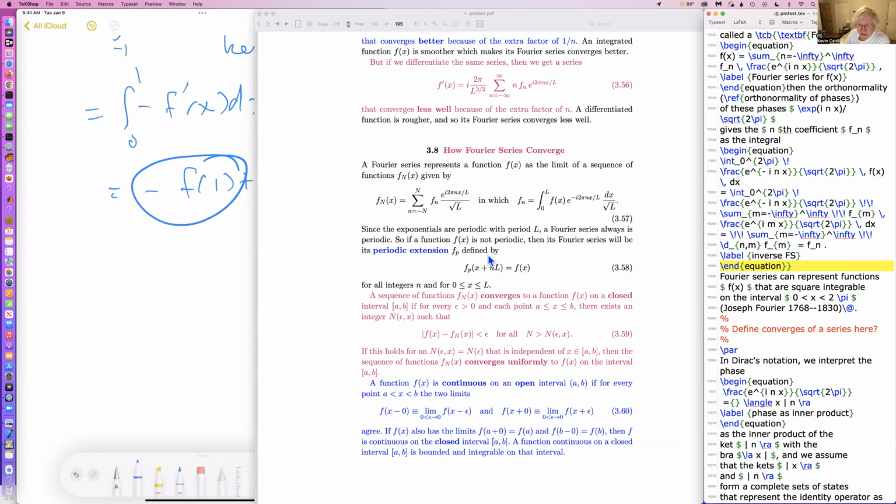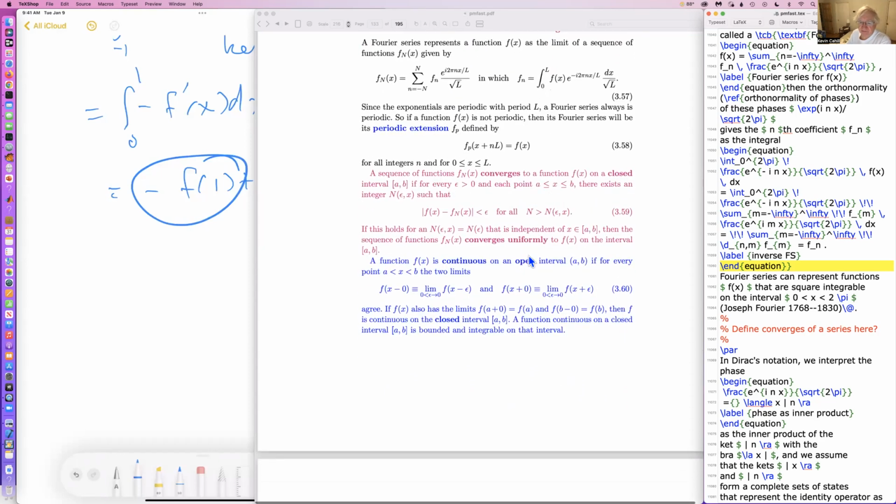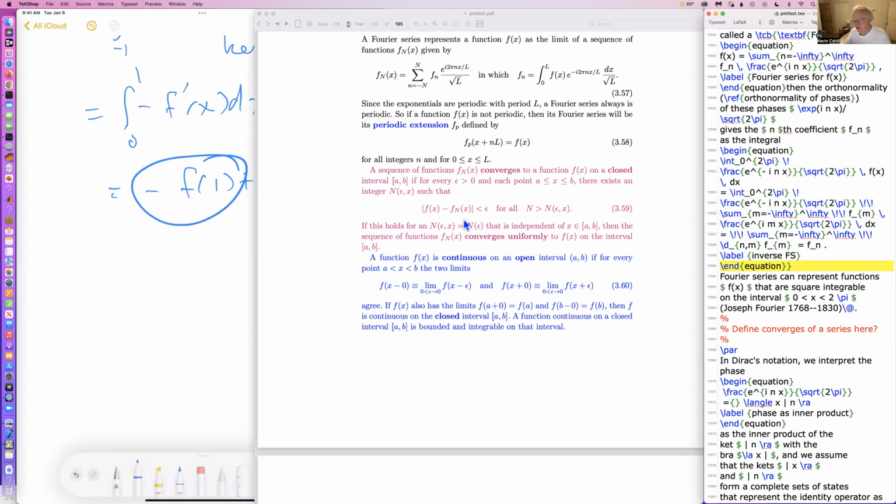The exponentials are periodic. The Fourier series is periodic. If the function's not periodic, its Fourier series always will be periodic, and its Fourier series defines its periodic extension, which is that if x lies in the interval that we're talking about, say 0 to L, then if you go outside the interval by n times the length of the interval, you still get f of x. So that's the periodic extension, which is what we saw for e to the minus 2x. The function e to the minus 2x looks like this. But the periodic extension would do this, because it has to stay periodic.